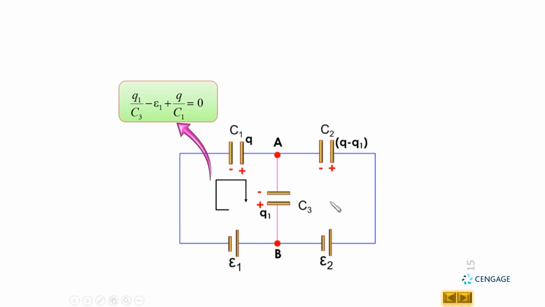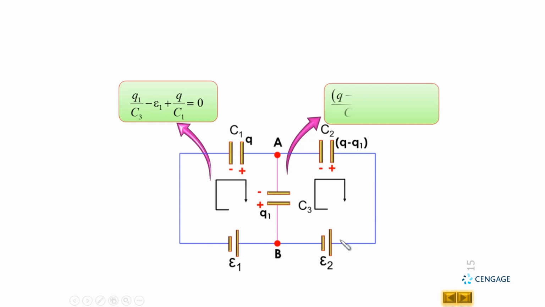Now come to the right hand side part of this circuit, again moving in the clockwise sense. Again let us start from point A. When we start from point A and move in the clockwise direction, first we need to cross this capacitor, and we will cross from negative plate to positive plate. So there is a rise of potential equal to (Q minus Q1) divided by C2.